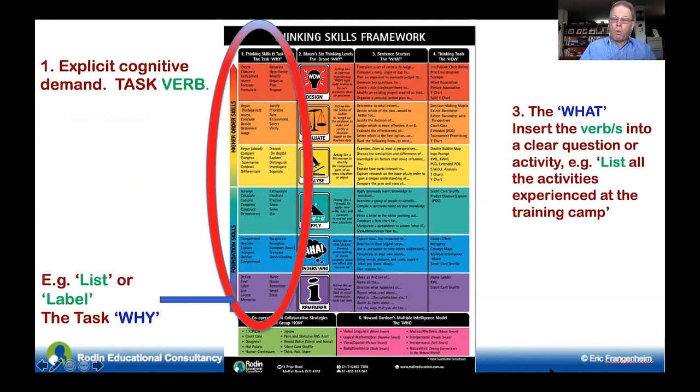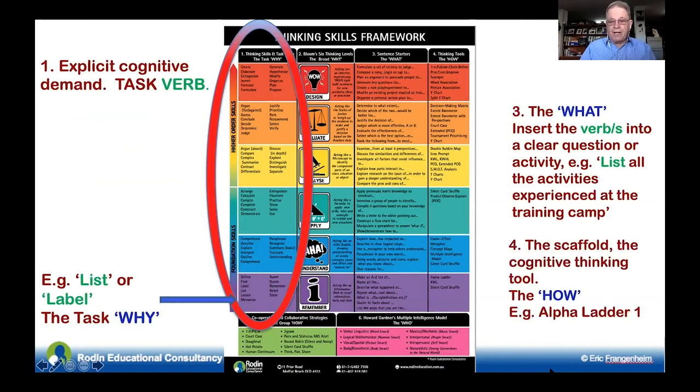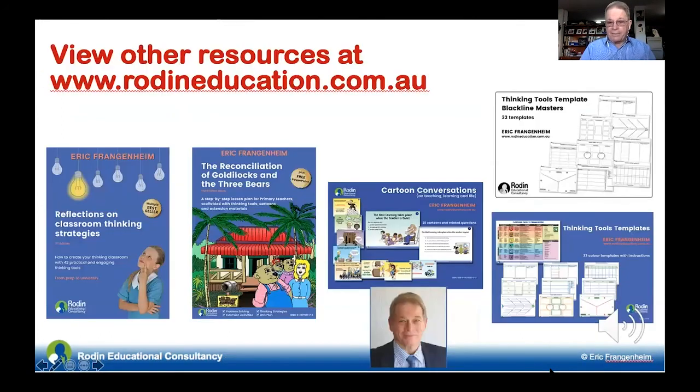Then we actually say, what are we going to ask the students or the learners, the attendees to do? And you have to put this into a sentence, which is either a question or an activity. In this case, it's an activity. List all the activities experienced at the training camp. And then finally, the word how, the actual scaffold we're going to give people to help them to be their brilliant best. In this case, it is the alpha ladder.